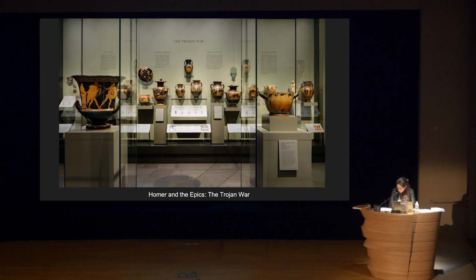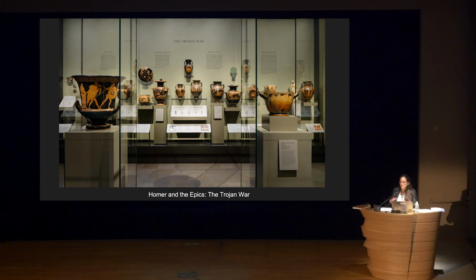It's really a gallery about storytelling. And it features the strongest concentration of works of art with Homeric scenes in any U.S. art museum. What you're seeing here are 2 highlight vases in front of a large wall case devoted to the Trojan War.